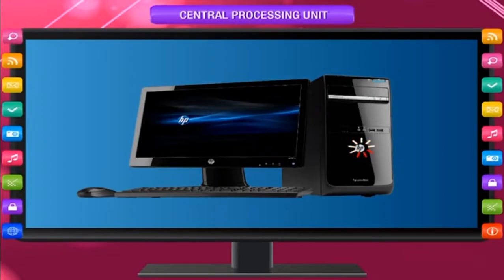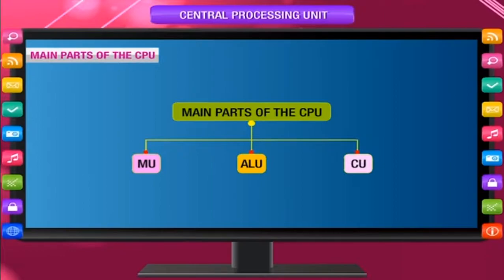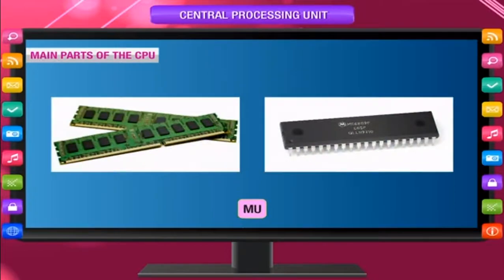CPU is also known as system unit. Input devices and output devices are the peripherals attached to it. Main parts of the CPU. The three main parts of the CPU are MU, ALU, CU. MU. The memory unit stores the information temporarily for making calculations. This temporary storage is made up of registers. A register is like a piece of paper for rough calculation work.